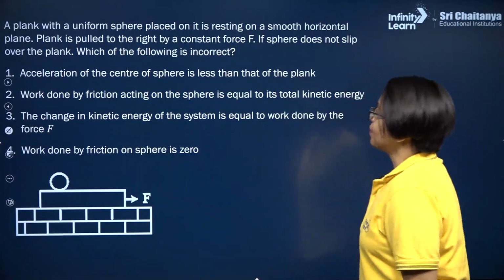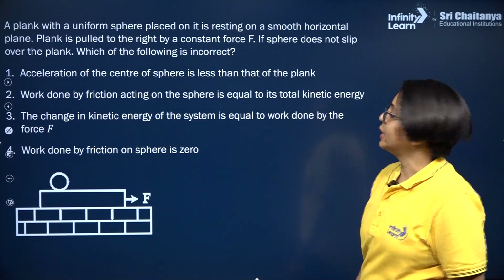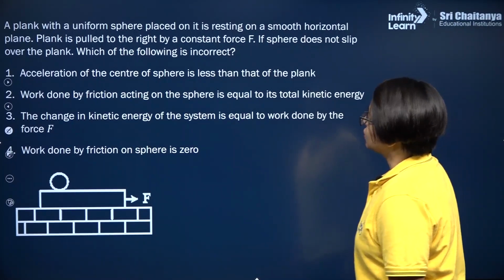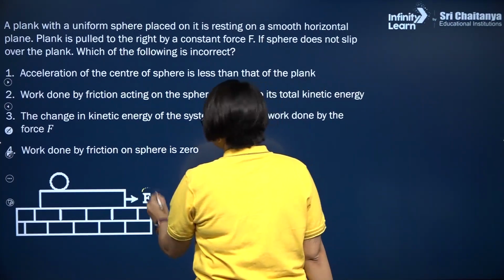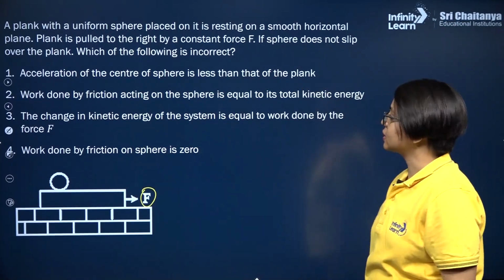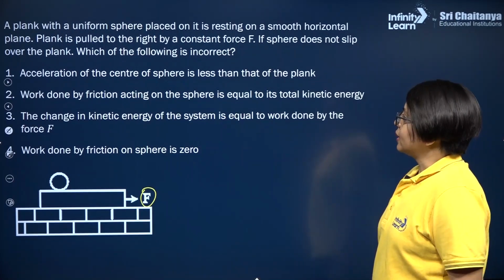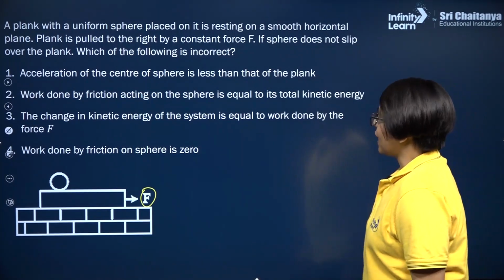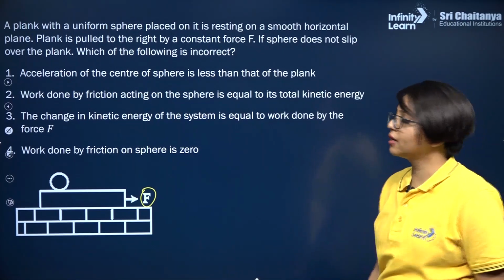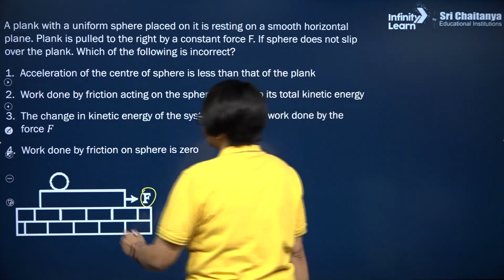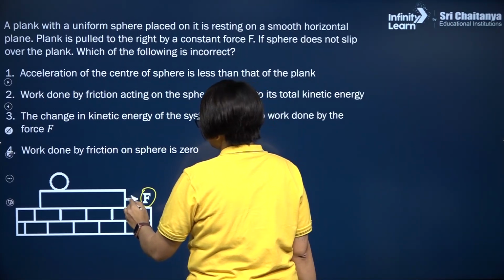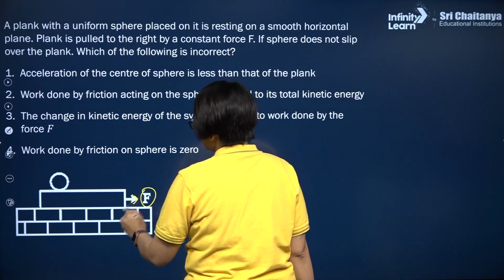Next is, a plank with a uniform sphere placed on it is resting on a smooth horizontal plane. The plank is pulled to the right by a constant force F over here. If the sphere does not slip over the plank, which of the following is incorrect? Acceleration of the center of the sphere is less than that of the plank. Yeah, because both are experiencing over here the same force, not the same force, this is F, this is smooth.